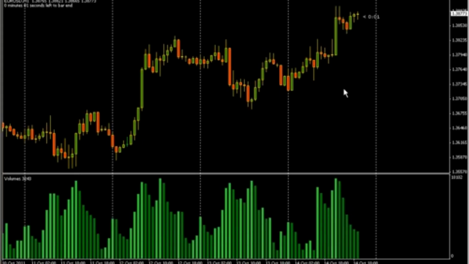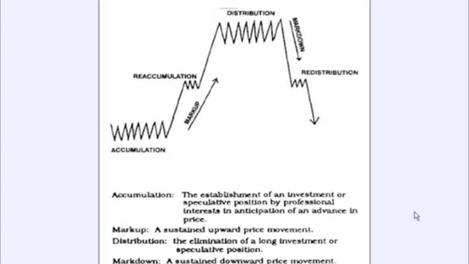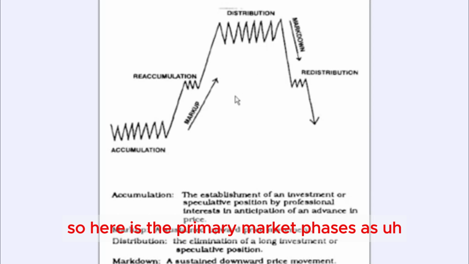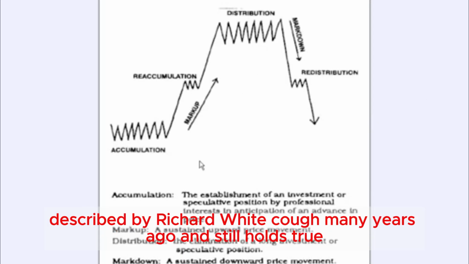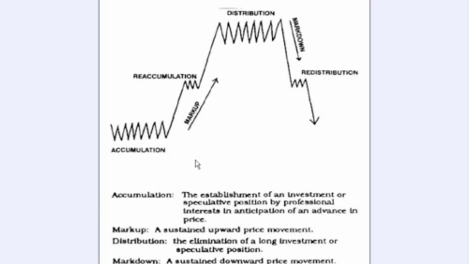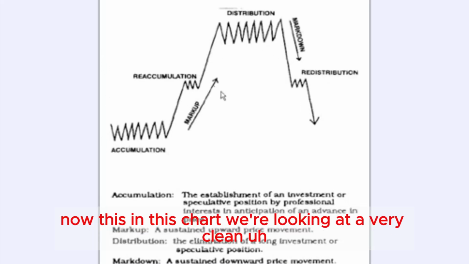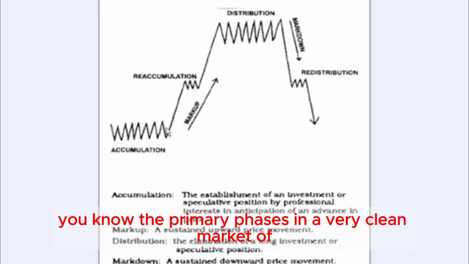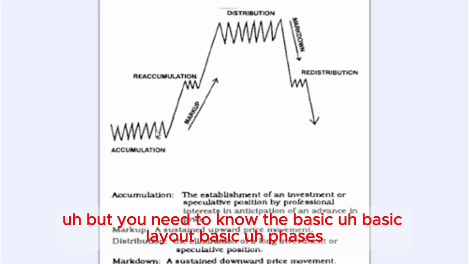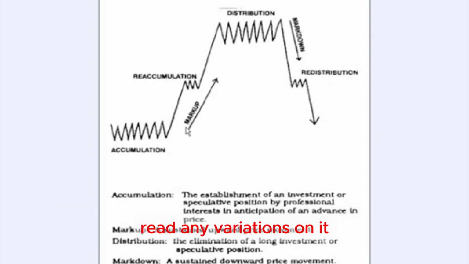So let me switch the chart. All right. So here are the primary market phases as described by Richard Wyckoff many years ago, and it still holds true. I'll go through each one and talk about it here. Now, there's basically a cycle that's going on. In this chart we're looking at the primary phases in a very clean market. Of course, there are variables, but you need to know the basic layout, the basic phases, before you can get into further detail and read any variations on it.